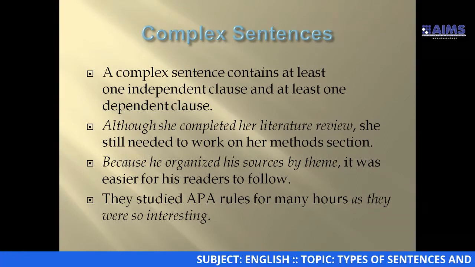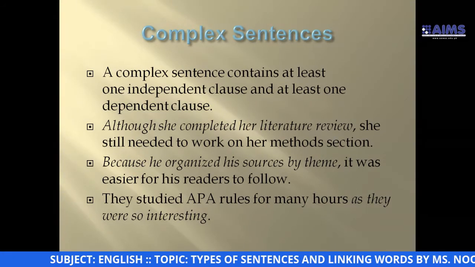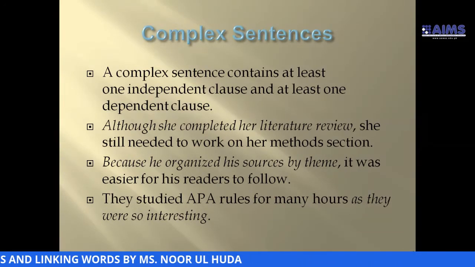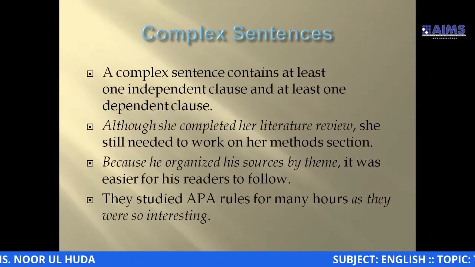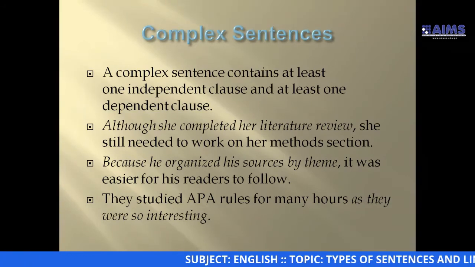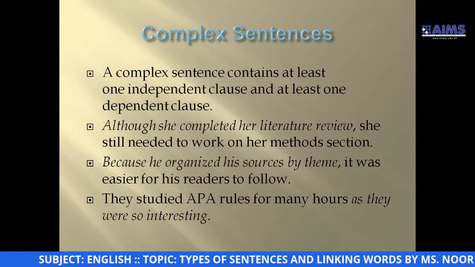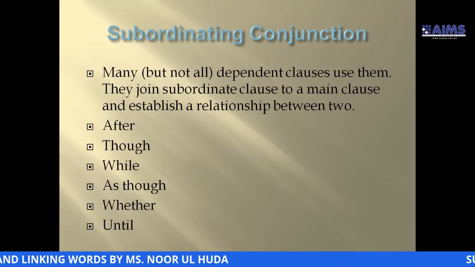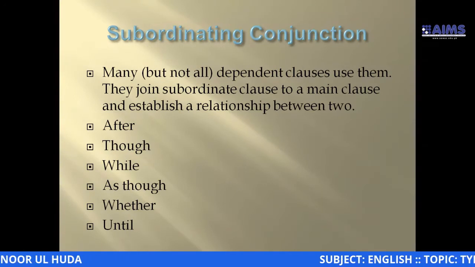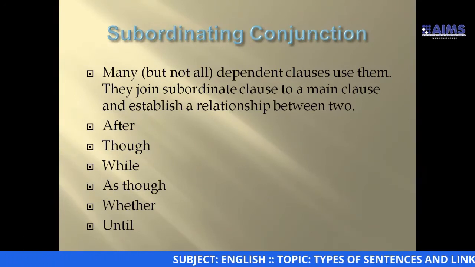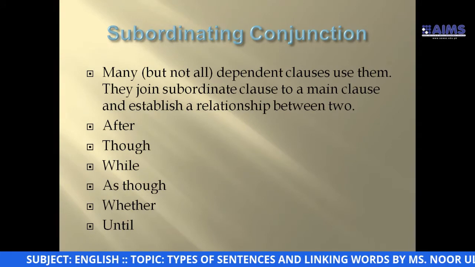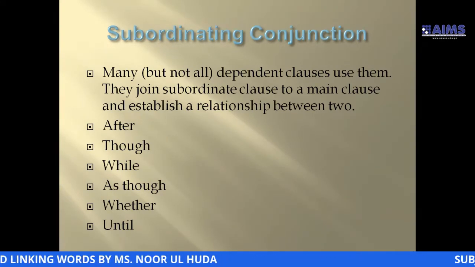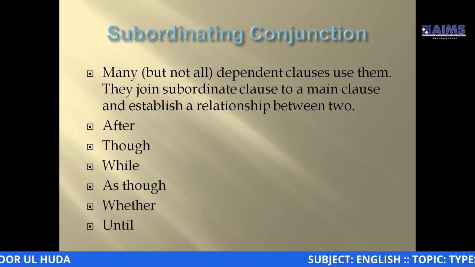They studied APA rules for many hours as they were so interesting. So, as they were so interesting, is the dependent clause. And they studied APA rules for many hours is the independent clause. How can we form an independent clause into a dependent one? So what things need to be included to make an independent clause a dependent clause?